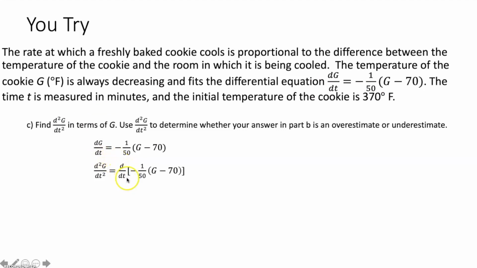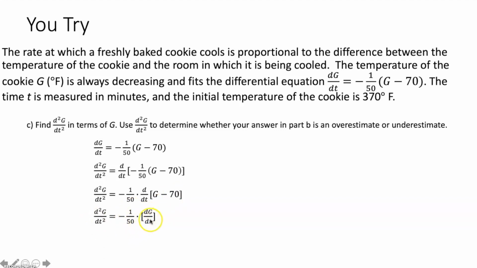So what we want to notice is that this -1/50, that's just a constant. We can move it out front by the constant multiple rule. We then have a function with multiple terms that we're taking the derivative of. So we want to take the derivative of each term individually. Here, the derivative of g with respect to time. Notice these aren't the same variable. So when you take the derivative of g with respect to time, it's not going to turn into 1. It's going to turn into dg dt. Over here, the derivative of 70, that's just a constant, so that turns into 0. So we end up getting -1/50 times dg dt.